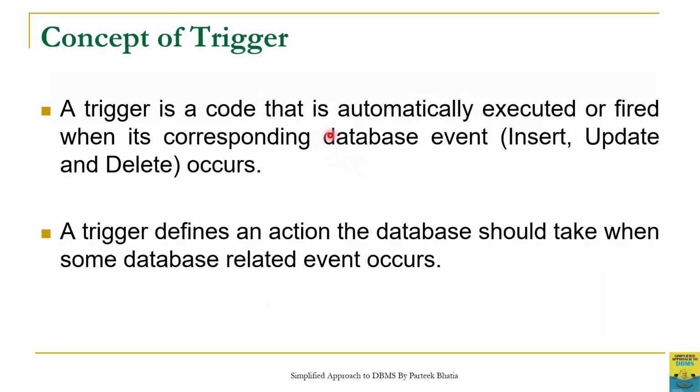A trigger is a code that is automatically executed or fired when its corresponding database event, for example, insert, update, or delete statement occurs. A trigger defines an action that the database should take when some database related event occurs. We can conclude that a trigger is a code which automatically gets fired when its corresponding database event like insert, update or delete statement is fired on a particular table in the database.